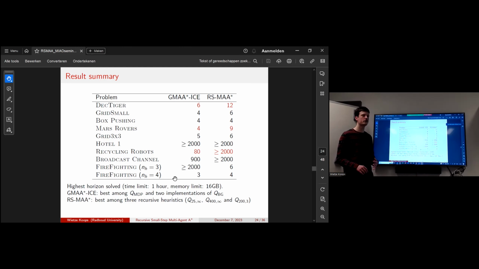So the big difference between these two classes of problems is that the problems where you can reach up to 2000 are problems where the clustering size is constant. So you can already prove beforehand that you only need to remember the last observation, essentially. In the case of the broadcast channel and the firefighting, you don't need to remember anything from a certain point. For the broadcast channel, you don't need to remember anything. For the firefighting, you don't need to remember anything as soon as you know for sure that the fires have been extinguished, which happens after horizon 6 in the optimal policy.